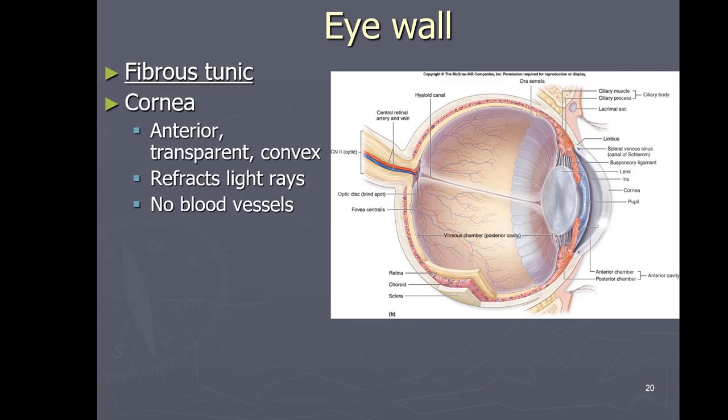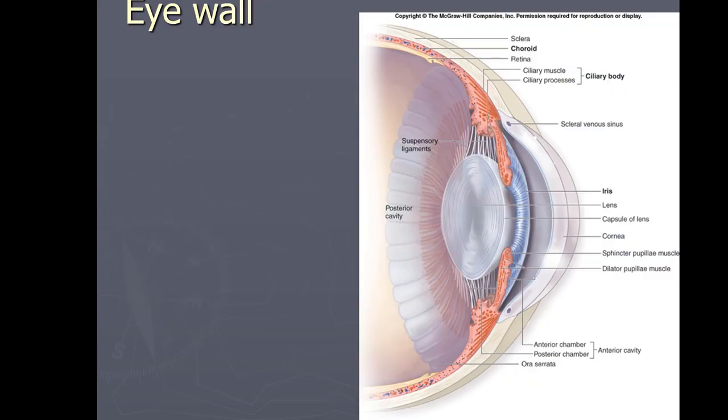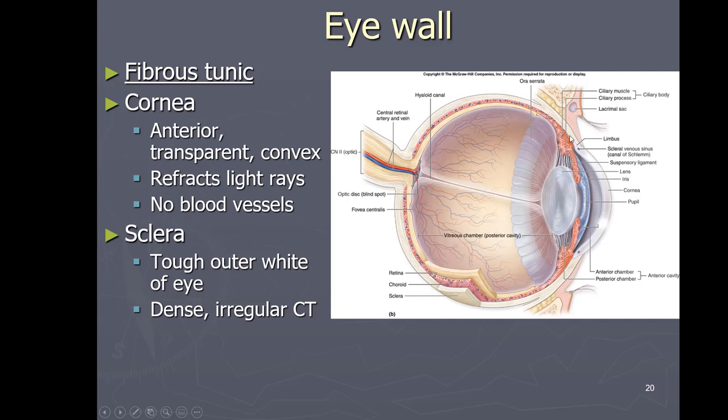So starting with the fibrous tunic, there are two big parts to it. In the front, what you'd be looking at on the front of your eye, this clear structure, is called the cornea. It is there to protect things from getting into the deeper parts of the eye, but it also bends the light. Light passes through it and it changes the direction of the light a little bit. So that's the cornea right in front.